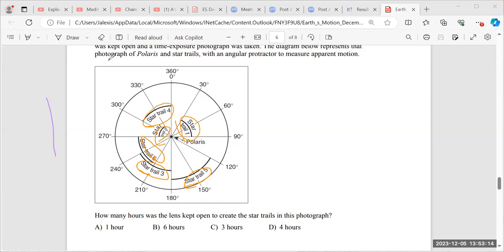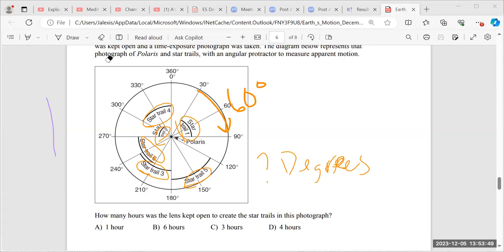One thing that's going to help me is that I need to know how many degrees each of these star trails moved. Well, let's focus on Star Trail 1. Star Trail 1 went from 30 degrees to 90 degrees. That looks like it traveled 60 degrees.